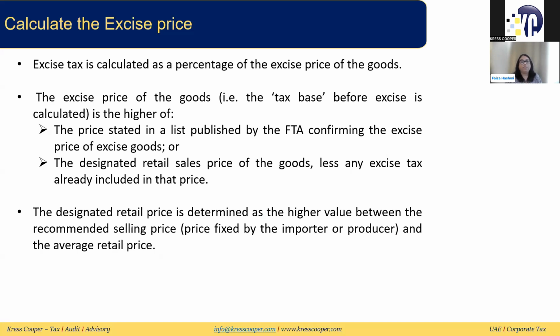And that, or the average retail price. So what is the average retail price? It could be that the recommended selling price is something different, but the average retail price might be different. Why? Because certain retailers may be selling the same product at different prices. You might find the same product in Spinneys, let's say, at a higher price, and maybe at Union Coop at a different price. That is why we need to compare the recommended selling price and what is actually being sold by the retailers in the market, take the average of that, and then compare the two. Whichever is higher of the two needs to be compared with this FTA excise good list.